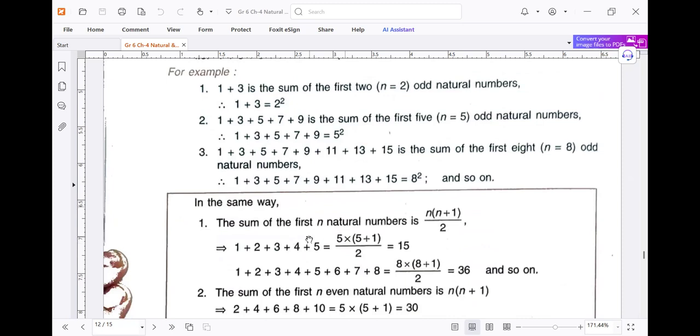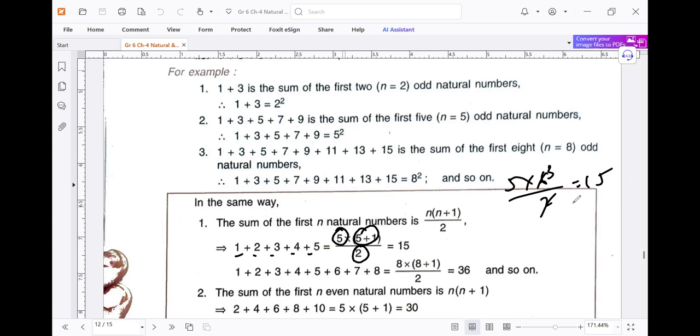Now in the same way, if you add the consecutive numbers, this is very interesting, right? If you add the consecutive numbers, 1, 2, 3, 4, 5, how many numbers are there? 5 numbers. So 5 plus 1, 6, divided by 2, gives you the sum. So it is 5 into 6 divided by 2, and the sum is 15. Clear? Understood?